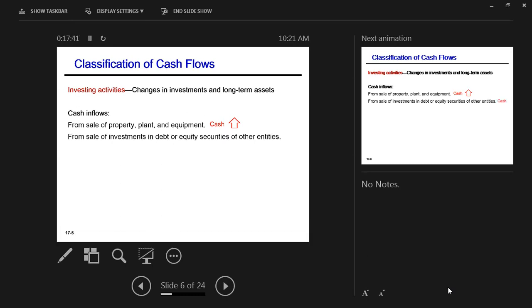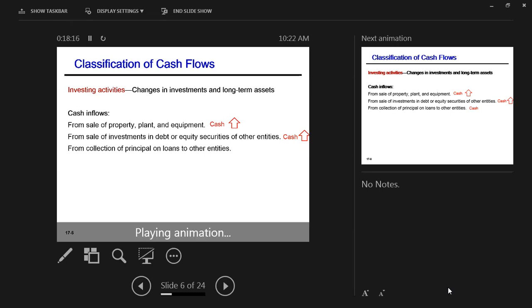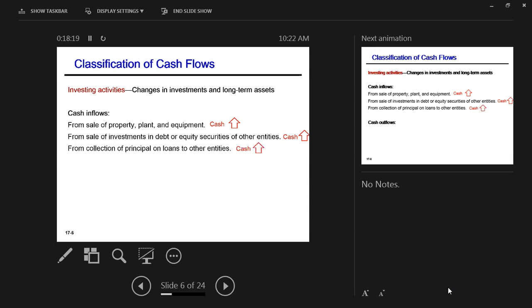Then you sell your investment, and of course, if you receive cash, then it is a cash inflow. Then you collect some principal amount from other entities. For example, two years before, you gave me some cash as a loan. Now today, I return your money. So when I return your money, you are going to receive your principal amount. That means your cash is going to increase today. Why did your cash increase? Because I returned your money, right?